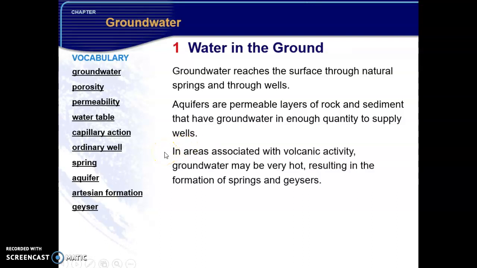In areas associated with volcanic activity, groundwater may be very hot, resulting in the formation of springs and geysers. If you have ever heard of Yellowstone National Park, which is a national park in the western United States, bordering on Wyoming, Montana, and I think Idaho, it is very well known for having these geysers where hot, heated water will shoot up out of the ground.